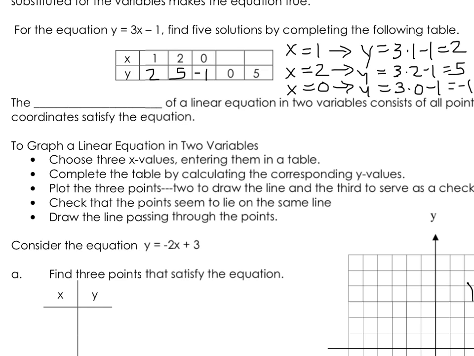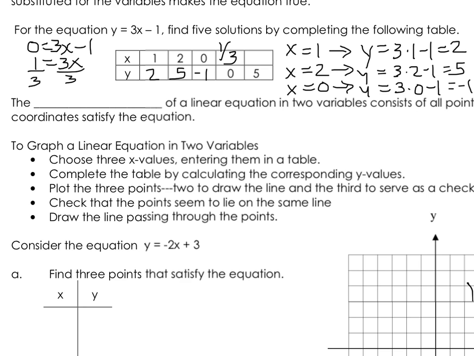Now we have some specified y values. Our first y value is 0. When y is 0, what is x? So we have 0 equals 3x minus 1. Add 1 to both sides. 1 equals 3x. Divide both sides by 3. And x is 1/3.